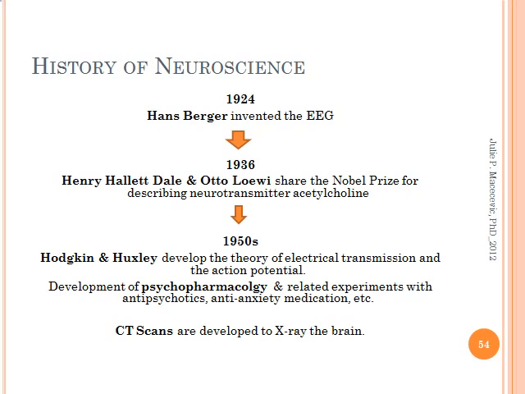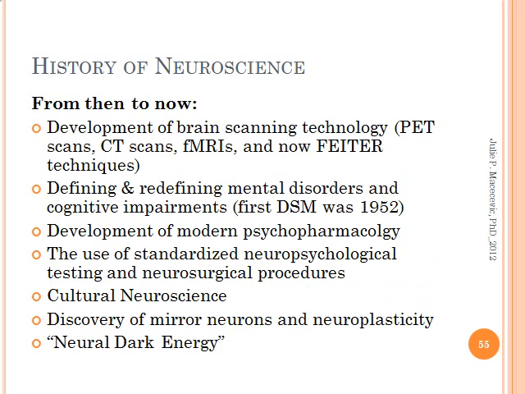Dale and Loewi shared the Nobel Prize in 1936 for describing the neurotransmitter acetylcholine. In the 1950s, Hodgkin and Huxley developed the theory of electrical transmission and the action potential. Psychopharmacology was developed, and there were tons of related experiments with antipsychotics, anti-anxiety medication, etc. Also, this is when the CAT scan came on the scene. CAT scans were developed so that there could be a way to actually x-ray the brain.